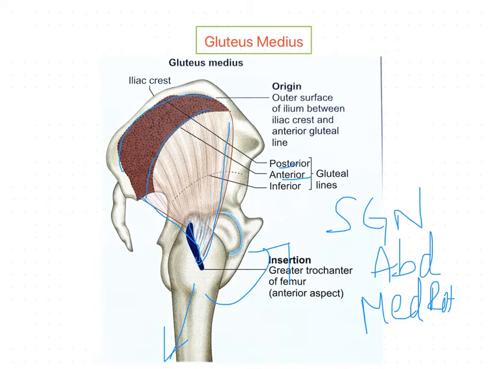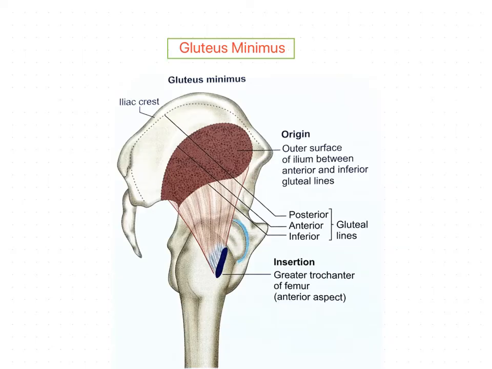Next we'll move on to the gluteus minimus muscle. Yes, the gluteus minimus muscle originates from the gluteal surface of the ilium between the anterior and inferior gluteal lines. So this is the anterior gluteal line, this one is the inferior gluteal line, and this is the posterior gluteal line. In between the anterior and inferior gluteal lines, the gluteus minimus originates.